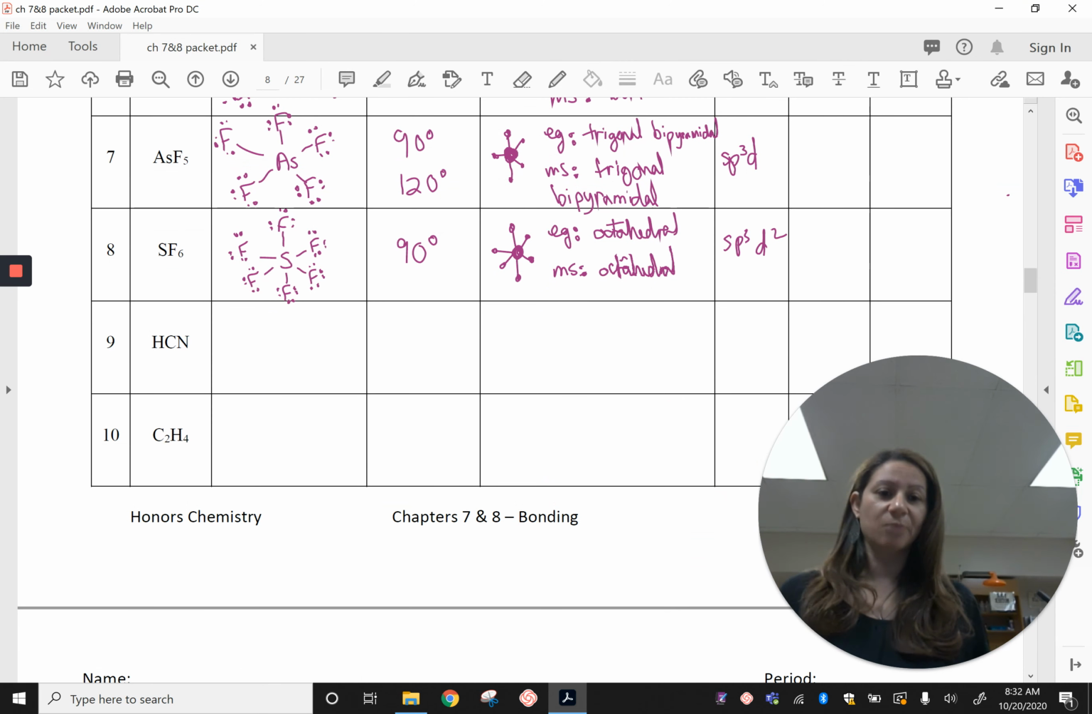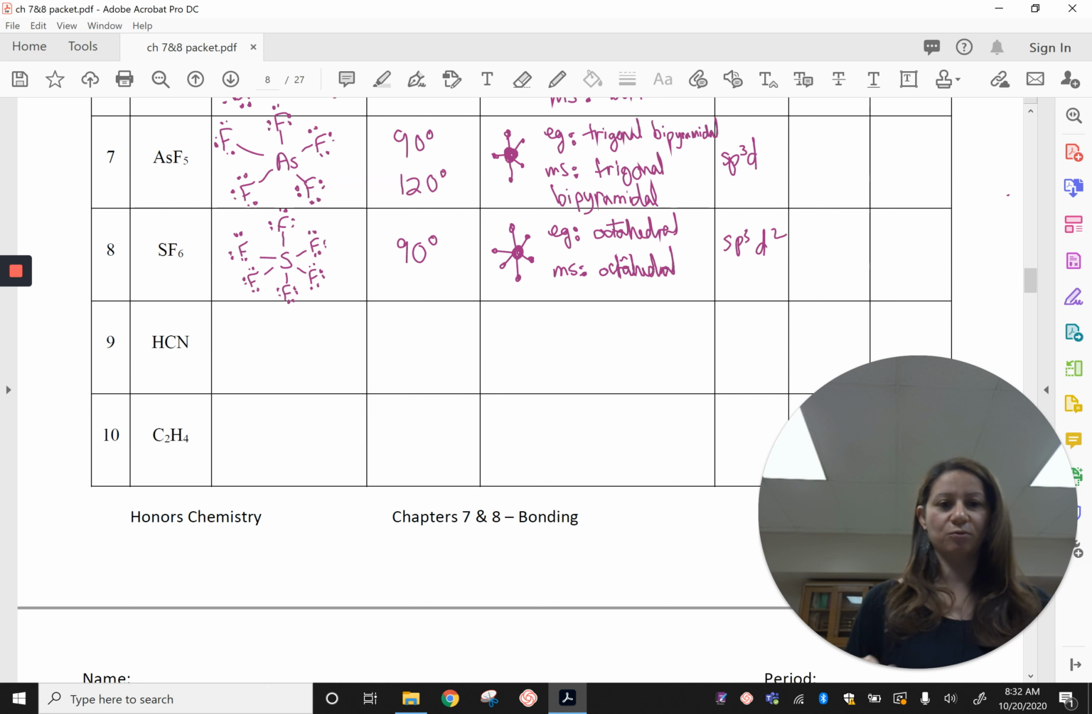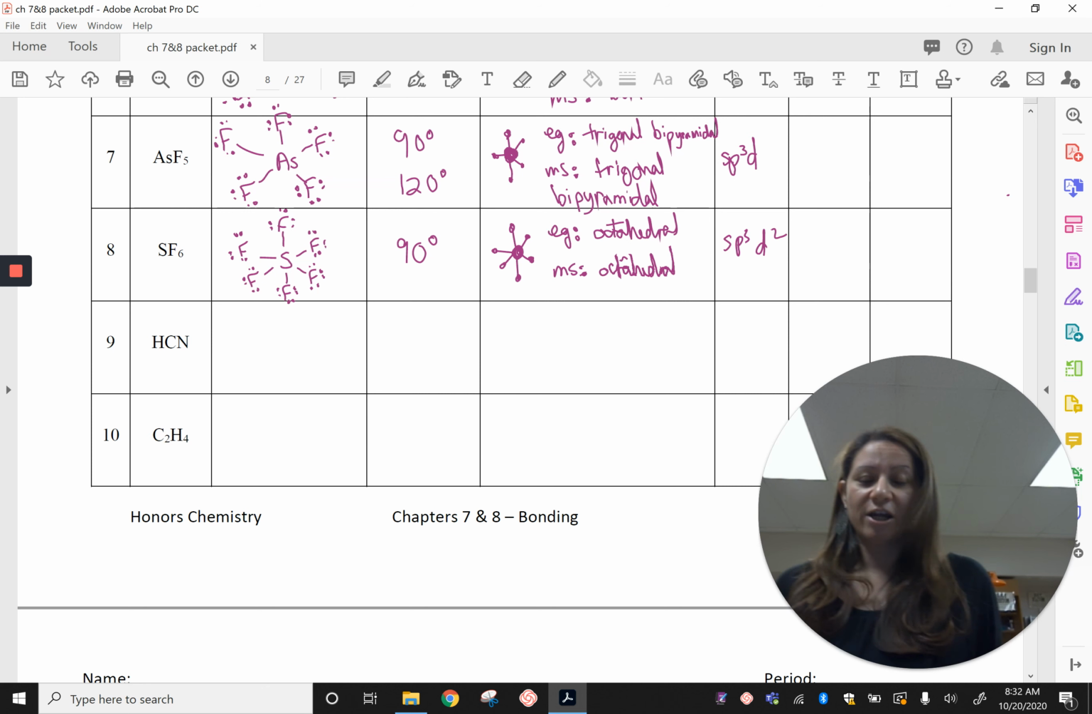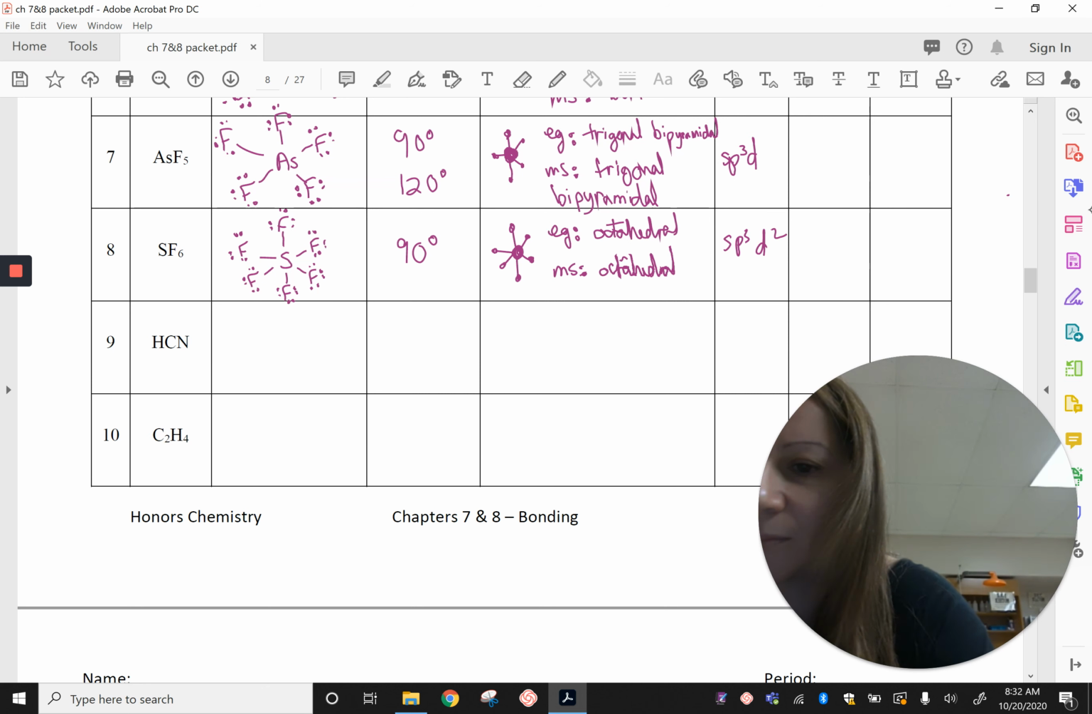Okay, these are all the shapes that you need to know about. The other 2 on the bottom here are just extra practice. So let's do them just for extra practice, just practice what you would do. So HCN, so carbon has 4 valence electrons. 1, 2, 3, 4. Hydrogen has 1, nitrogen has 5. 1, 2, 3, 4, 5.